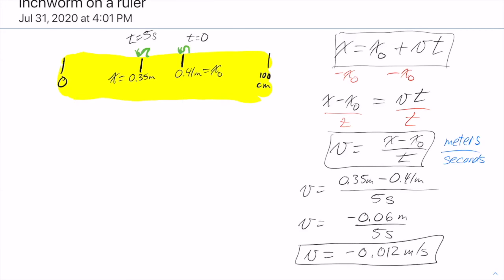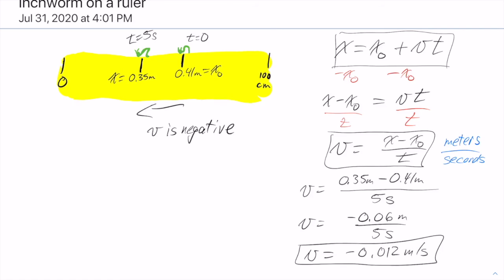The fact that it's negative means that we're starting at a larger position and moving towards 0. So in this case, negative velocity means that the motion is toward the left. So that means velocity is negative. And based on my picture, I can see that is the case, and so that makes sense.